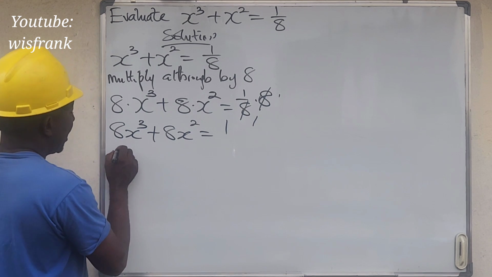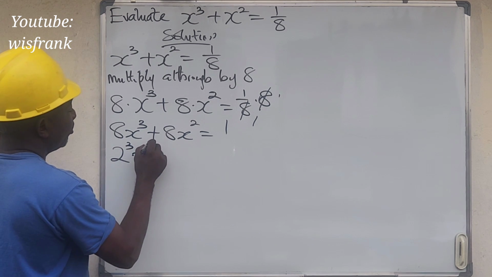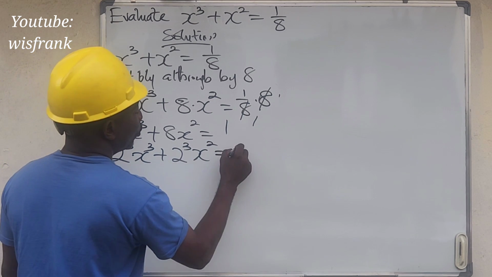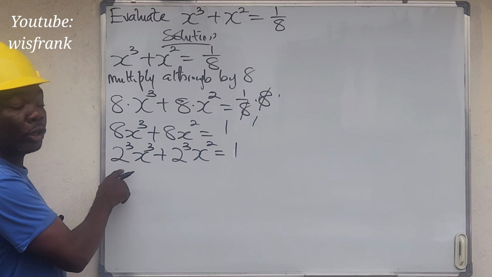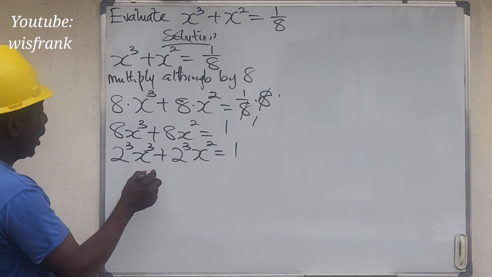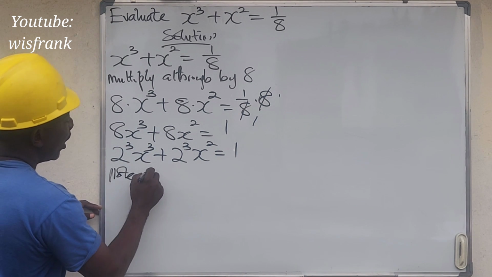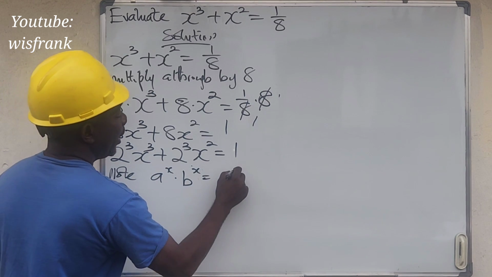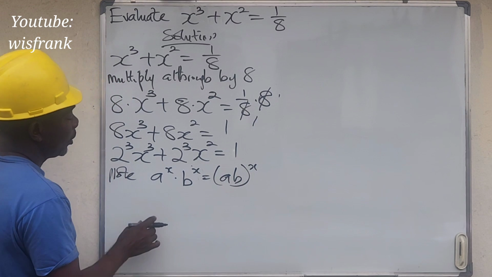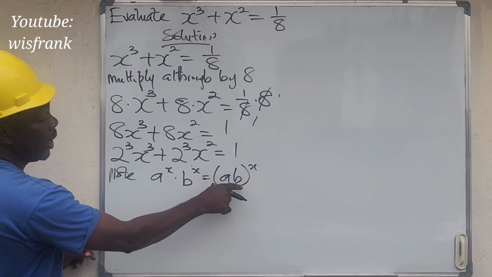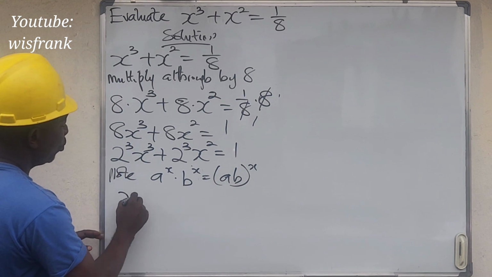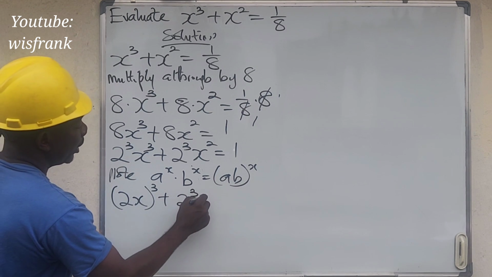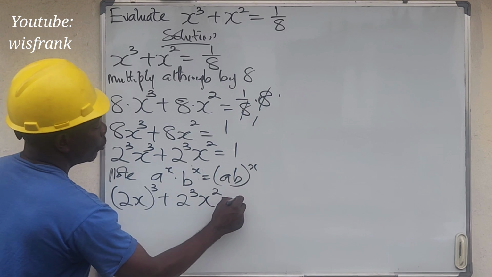So 8 is a multiple of 2. 8 can be written as 2 to the power of 3, x to the power of 3, plus 2 to the power of 3, x to the power of 2, equals 1. We can see that we have 2 to the power of 3 and x to the power of 3. Note, when we have a to the power of x times b to the power of x, it is the same thing as ab, all to the power of x. So in this case, we can represent this in this format. So this will become (2x) to the power of 3 plus 2 to the power of 3 x to the power of 2 equals 1.